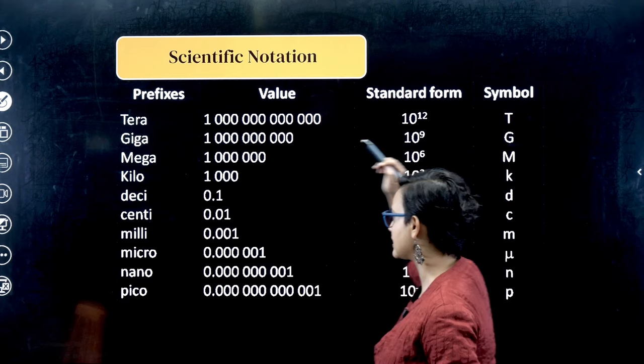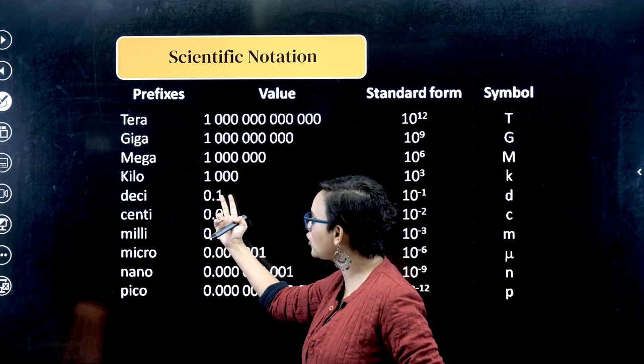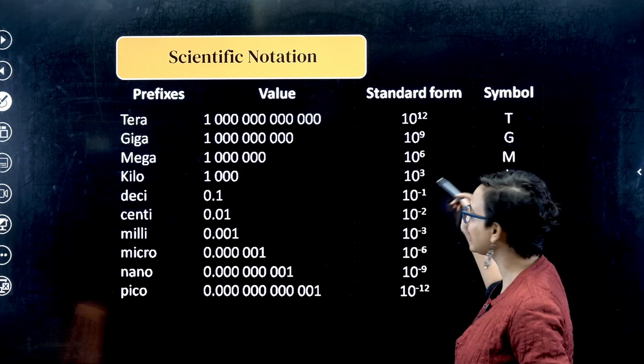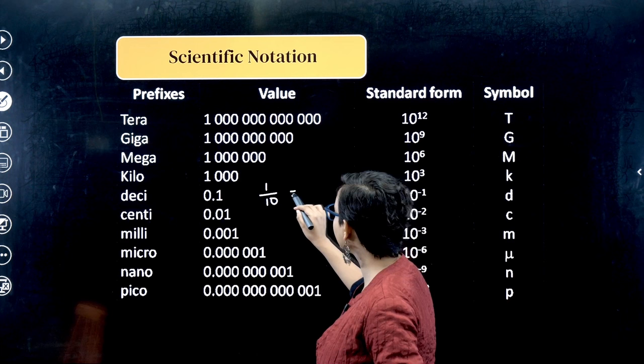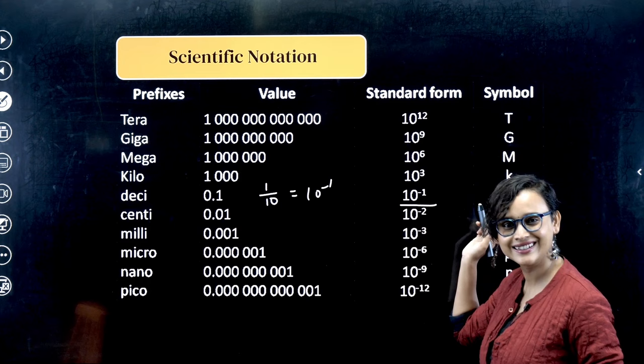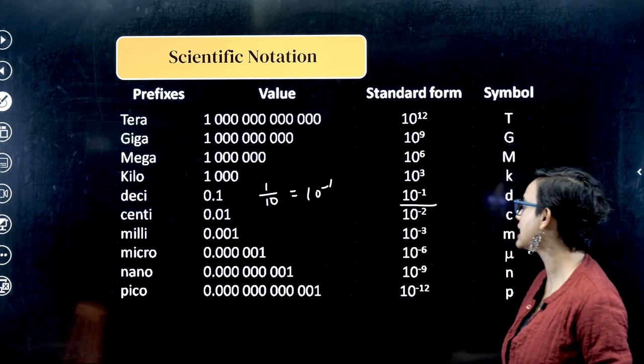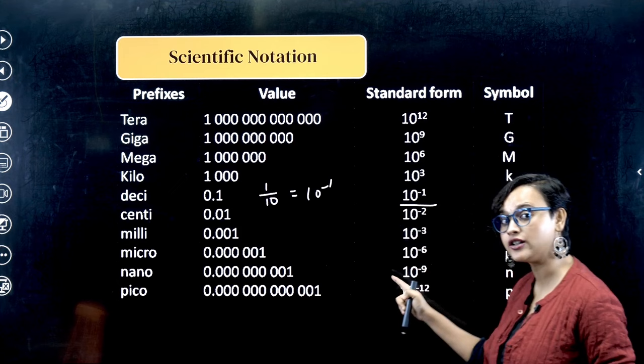Deci is 0.1. Now the 0 is before the 1, right? So what do you write? You write 10 to the power minus 1. Let me tell you something. In mathematics, 1 by 10 is only 0.1, and 1 by 10 can also be written as 10 to the power minus 1. Then comes centi. Centi is 0.01, which means it is 10 to the power minus 2. Milli is 0.001, so it will be 10 to the power minus 3.